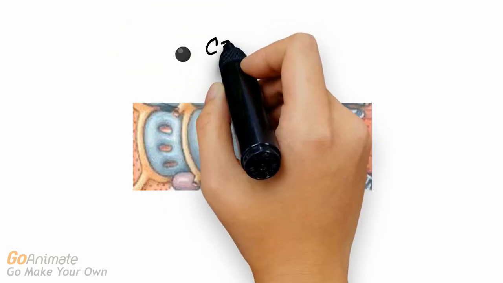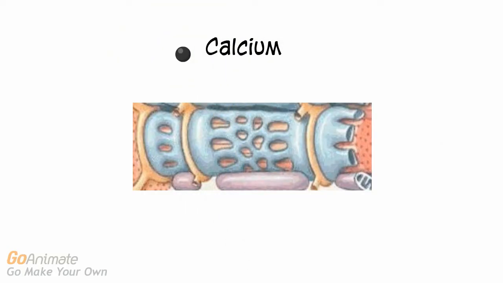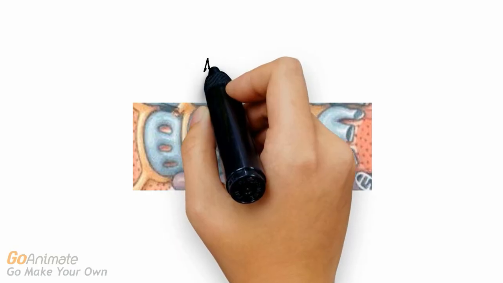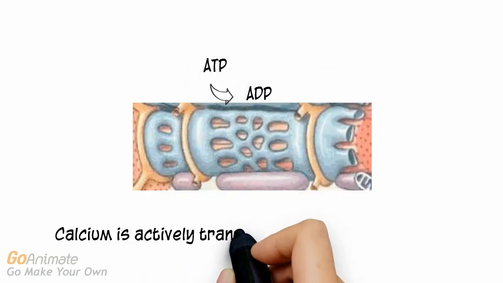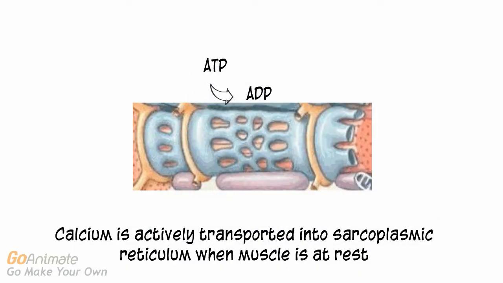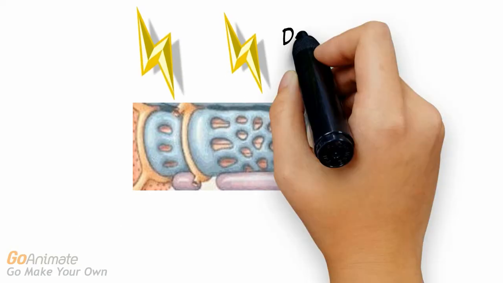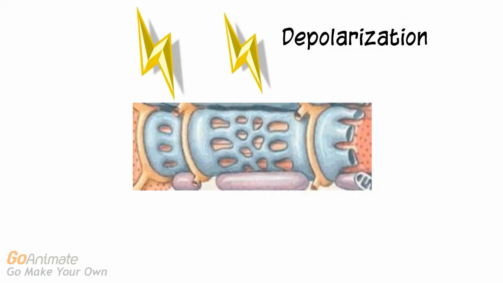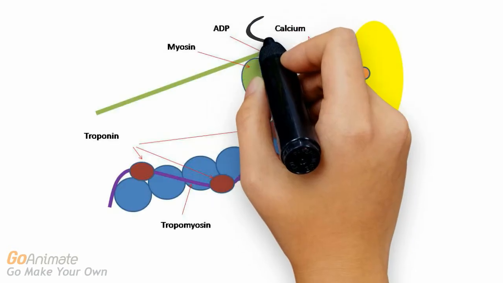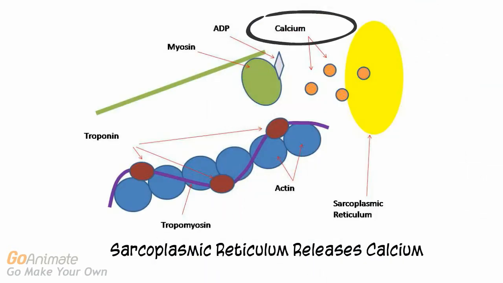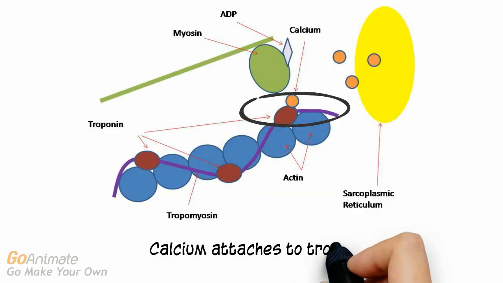When the muscle is at rest, calcium is actively transported into the sarcoplasmic reticulum. Remember that active transport uses ATP. This creates a large calcium gradient. When the muscle depolarizes, the sarcoplasmic reticulum releases calcium. The calcium binds to the troponin portion of the troponin-tropomyosin complex.